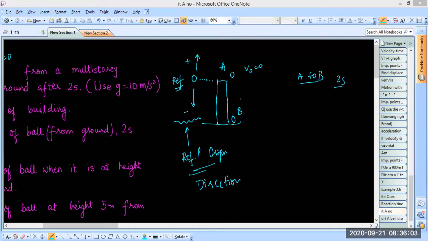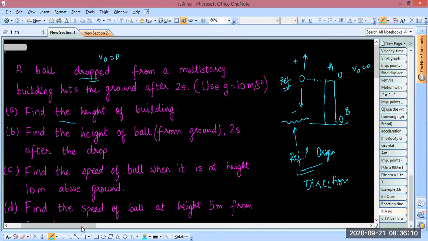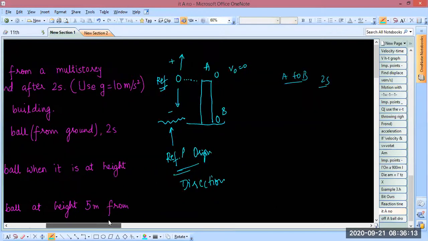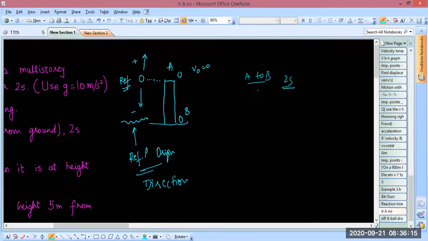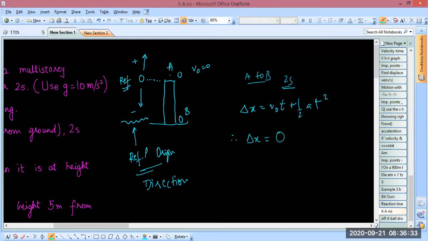Now, if we want to find out the first question, what's the height of the building, then to find the height, and since the time interval is given, we can use the second equation. Delta x equals v0 t plus half a t square. Delta x we don't know. You could also write delta y, no problem with that. V0 is 0, because at A the ball's velocity is 0, plus 1 by 2, a is minus 10.